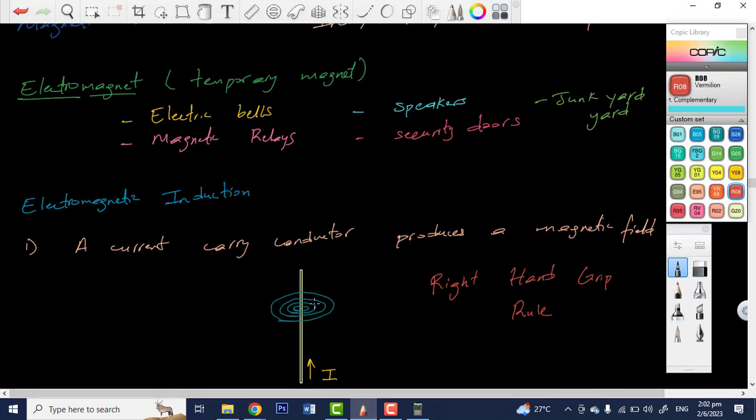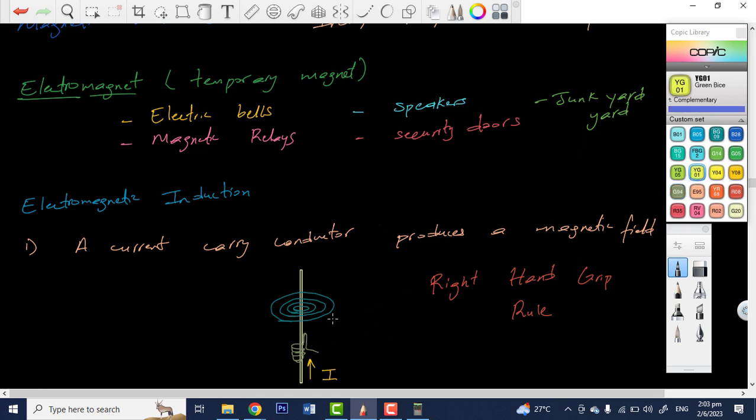Alright, so what the right hand grip rule says is you take the conductor carrying the current and you grip that conductor with your right hand. When you grip that conductor, you want to ensure that your thumb is pointing in the direction of the current. So that's your thumb pointing up because the current is going up. And the direction of your fingers will indicate the direction of the magnetic field. Let me see if I can draw this. I always have a problem drawing this. So something like that. If you grip the conductor with your thumb pointing up, since the current is going up, your fingers will curl in the direction of the magnetic field.